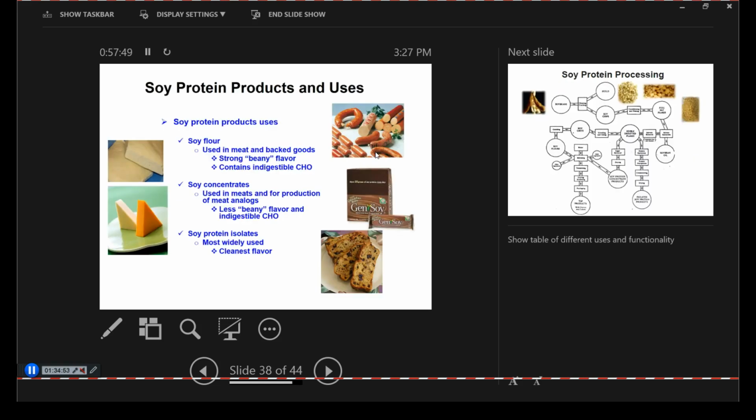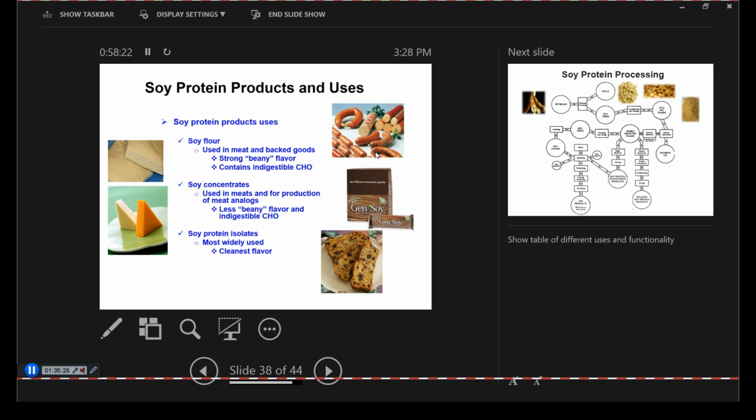These are different uses. Soy flour can be used for meat products and baked goods, as well as texturized meat analogs. But it does have a beany flavor since it was not subject to any processing, really, and removal of flavor notes. And it does have oligosaccharides, raffinose and stachyose, that are not digestible.